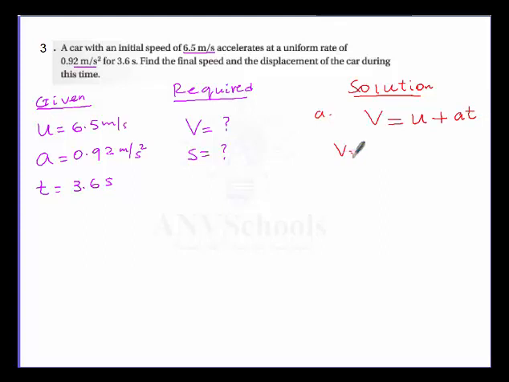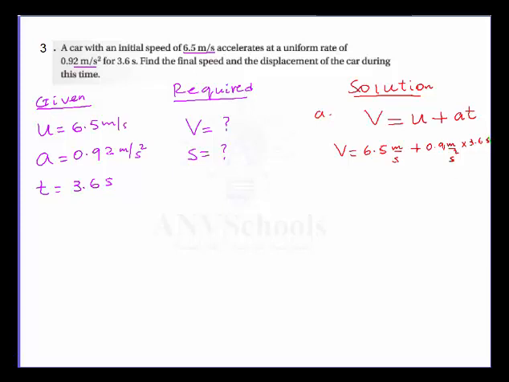So v is now 6.5 meter per second plus acceleration 0.92 meter per second square multiplied by t, which is 3.6 seconds.